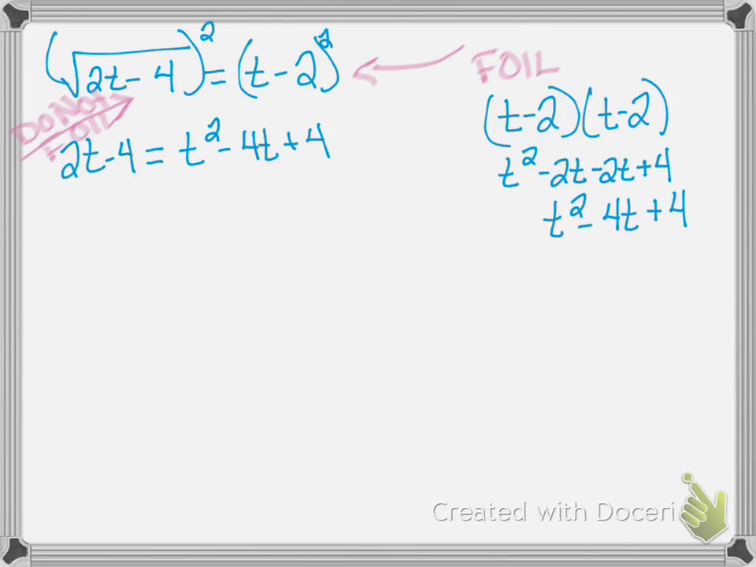So I'm going to subtract 2t from both sides, and I am going to add 4 to both sides. The reason I'm adding 4 is because I've got a negative 4. Okay, so 2t and negative 2t cancel. Negative 4 and positive 4 cancel. So then I've got 0.